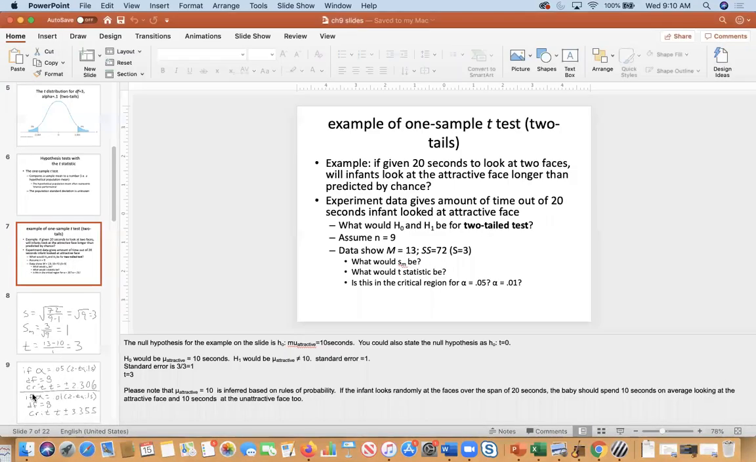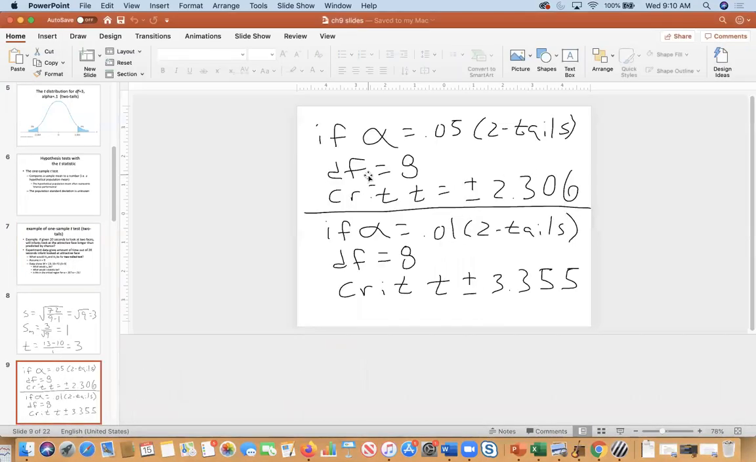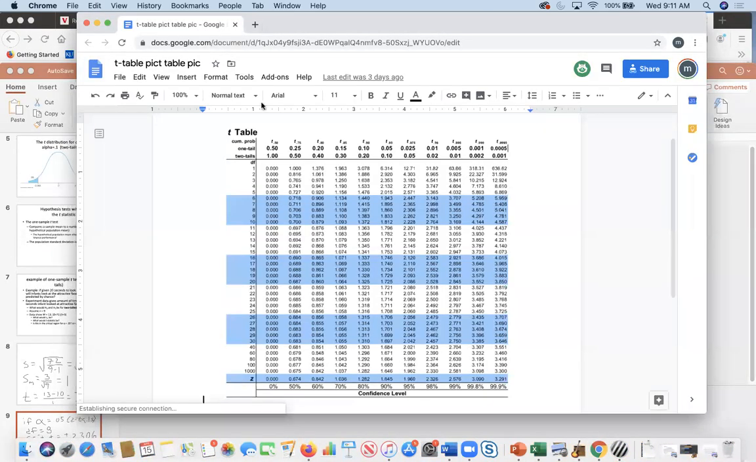I mentioned last time that when alpha was 0.05, two tails, degrees of freedom equals 8, our critical t was 2.306. Let's remind ourselves why that's the right answer. Degrees of freedom 8 is right here, and we're doing two tails with alpha equals 0.05. You go to where they intersect, right here, 2.306. That is the critical t for a two-tailed test, degrees of freedom 8, with alpha equals 0.05.